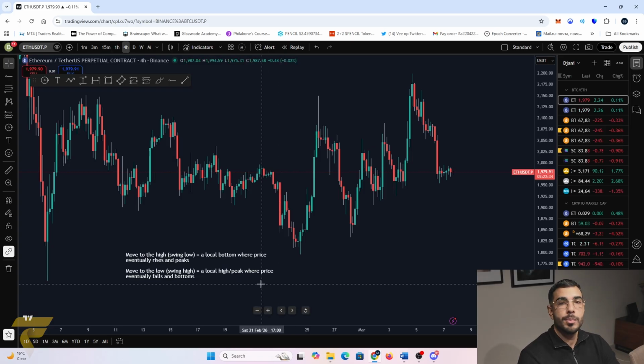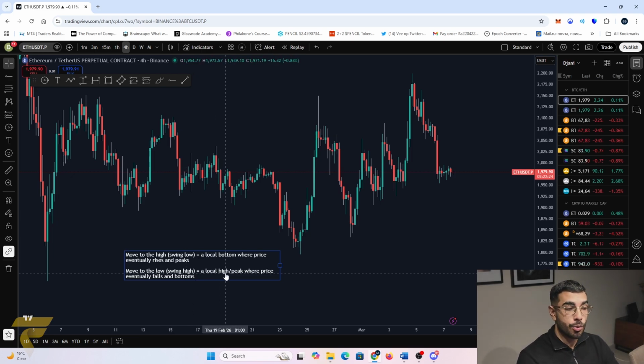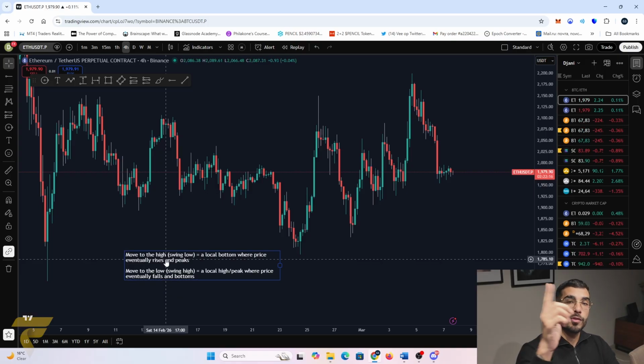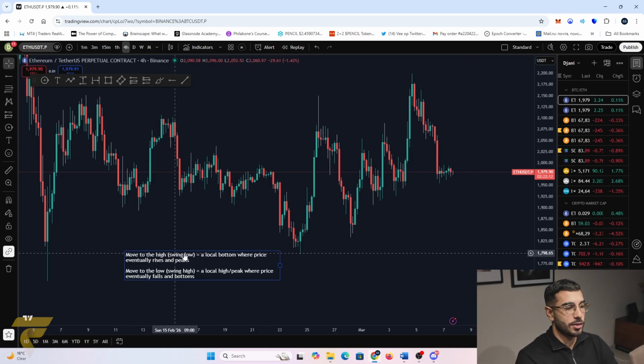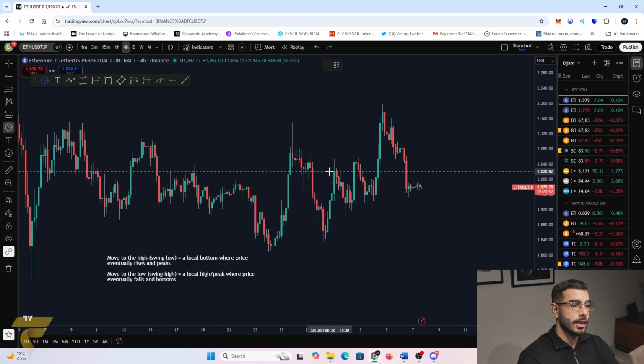A move to the low is pretty much equivalent to a swing high, and the swing high is the second stage, the second key point within the structure of a reversal. A swing high is a local high or a local peak where price eventually falls and bottoms. So if you have a move to the low, you also have a move to the high, and that's vice versa. A move to the high is equivalent to a swing low, and this is a local bottom where price eventually rises and peaks.